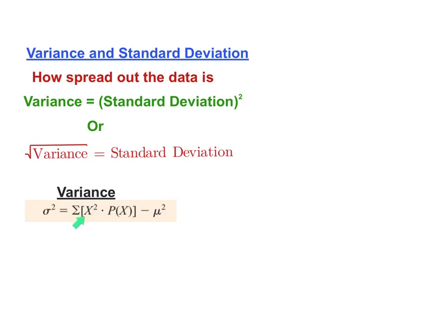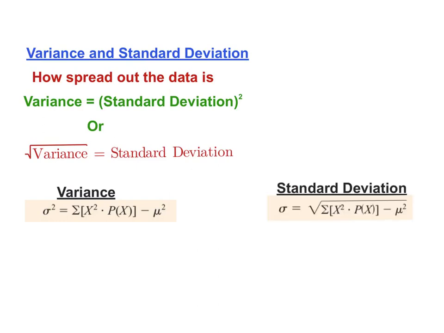Notice the difference between what we had for the mean and this part of the variance. It's the sum of the outcome squared times the probability. In the mean, it was just the outcome times the probability. For variance, we take the outcome squared times the probability, add all of those up, and then subtract the mean squared. That's the difference. And then the standard deviation is just the square root of that. That's the only difference.